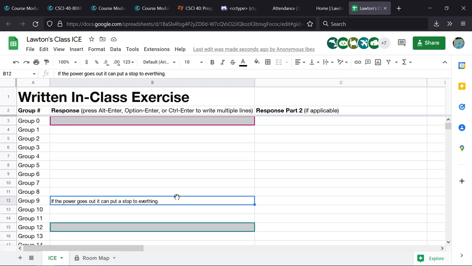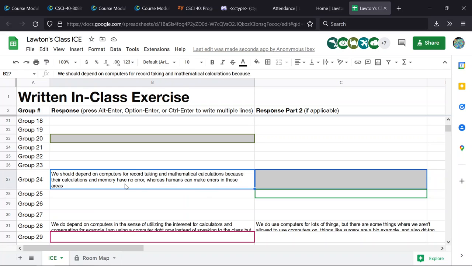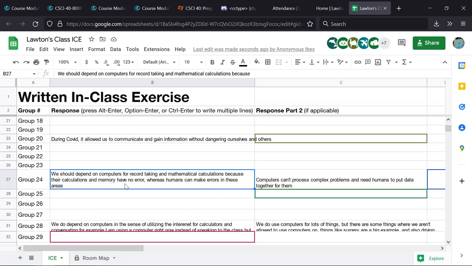Very nice. So if the power goes out, they're doing some work on my street right now, I might not be able to respond to your questions, right? If my power goes out and I don't have access to internet anymore, I can put a stop to everything, your work, your school, all that stuff. We should depend on computers more for record-taking and mathematical calculations. Yeah, some things computers are really good at. That's a great point. They have no errors. Computers can't mess up like a human could mess up. Plug in numbers into a calculator, right?